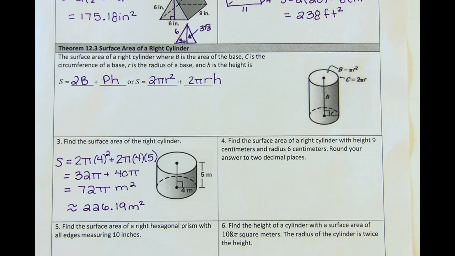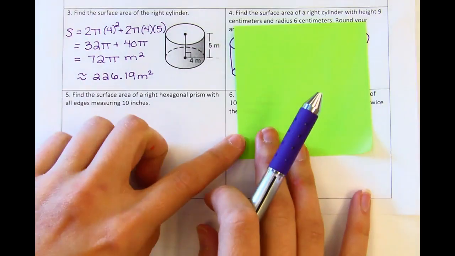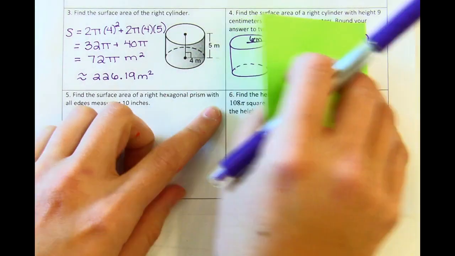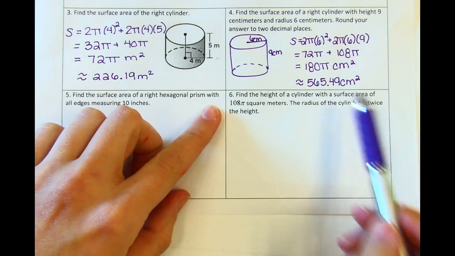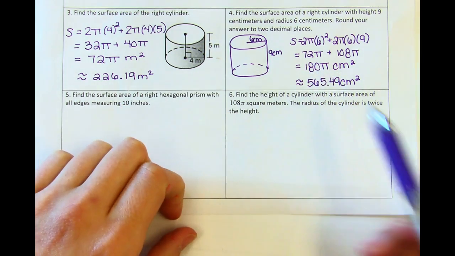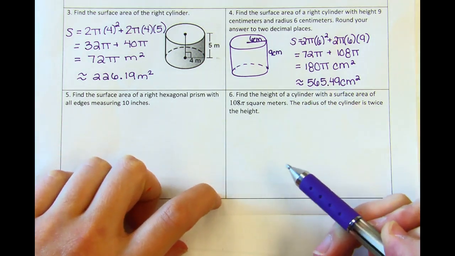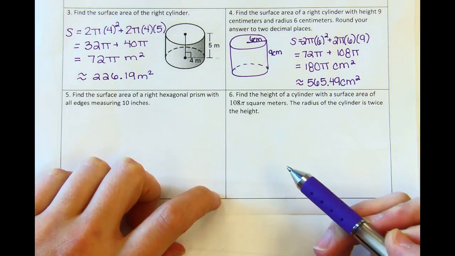Okay, go ahead and pause the video and do number 4 on your own. You're going to have to draw your own little cylinder. So pause the video and try number 4. Okay, so for number 4, I got 180 pi centimeters squared, which equals approximately 565.49 centimeters squared.